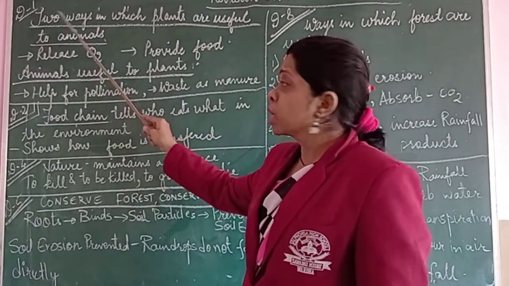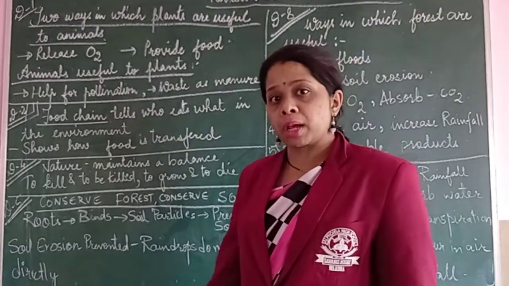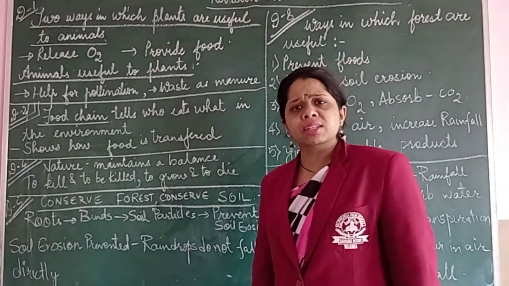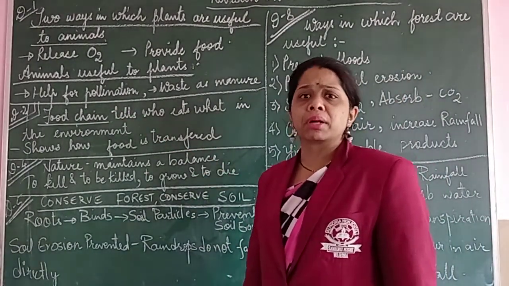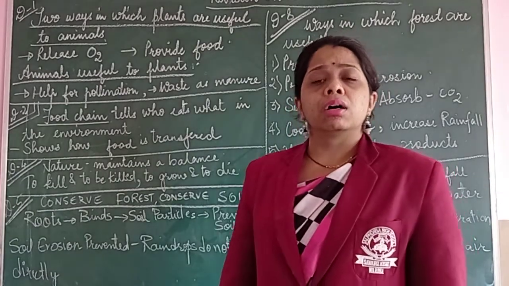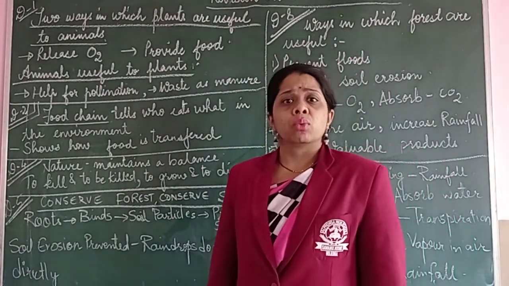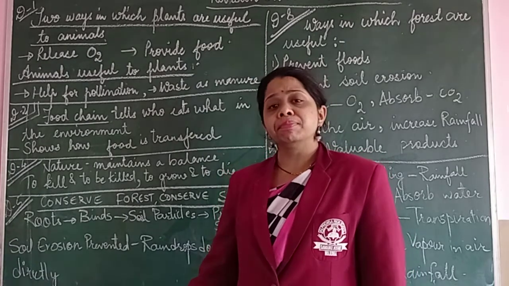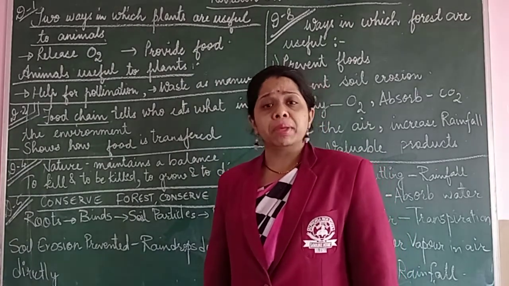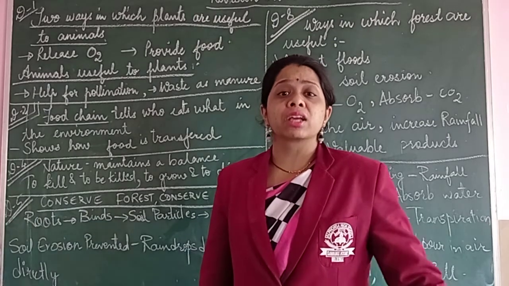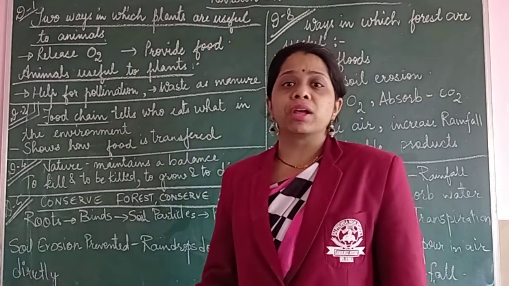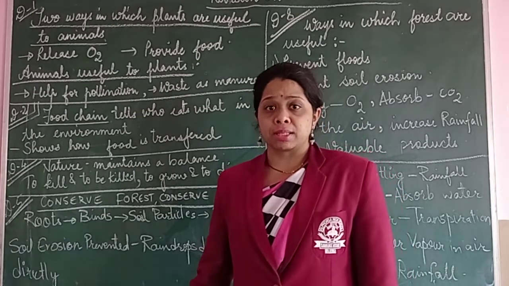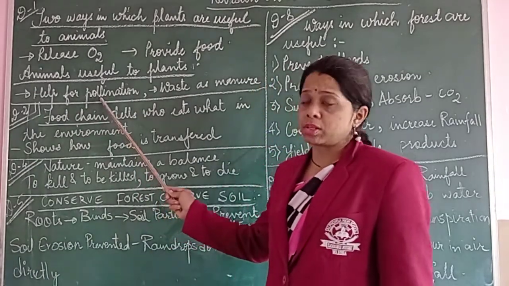Now let us see what animals provide to plants. See, children, you are knowing that certain animals like insects are there, butterflies are there, honeybees are there. What they do? They sit on the nectar of the flowers and then they help in the pollination. Pollination means carrying up of the pollen grains from one flower to another flower. And likewise, they help the plants in the pollination process.